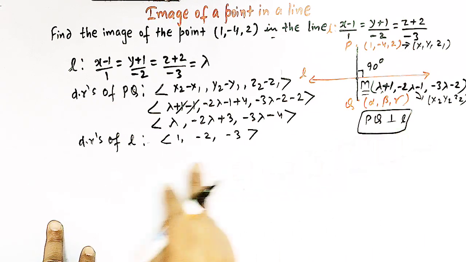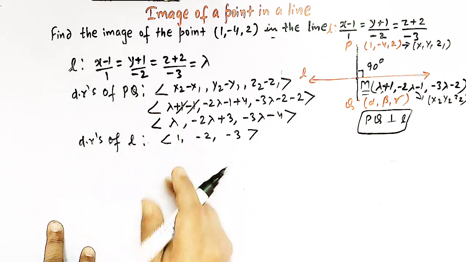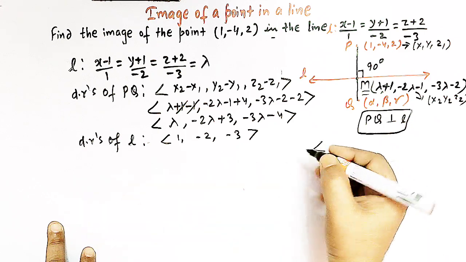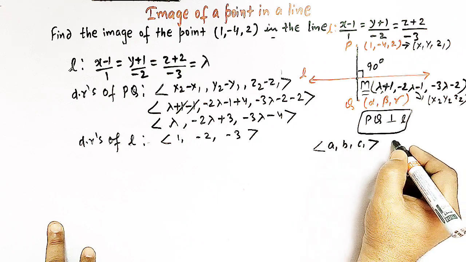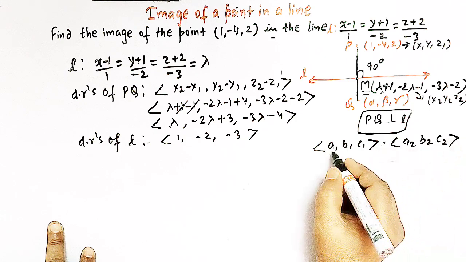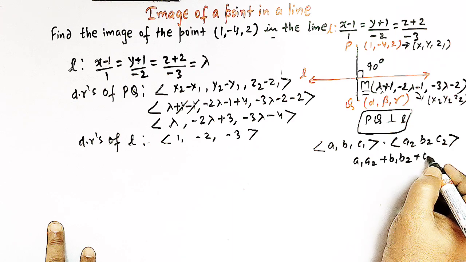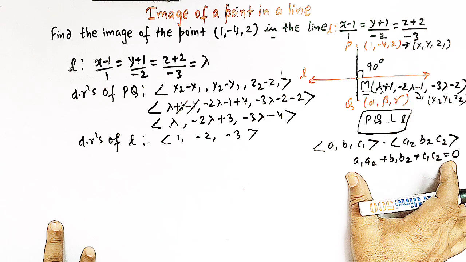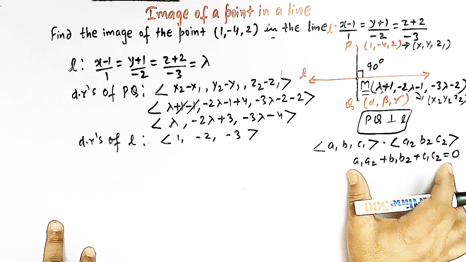So now PQ is perpendicular to L. So the dot product of these two direction ratios must be equal to 0, because we know that if we have two lines and their direction ratios are A1, B1, C1 and A2, B2, C2, then their dot product is A1 A2 plus B1 B2 plus C1 C2 should be equal to 0.